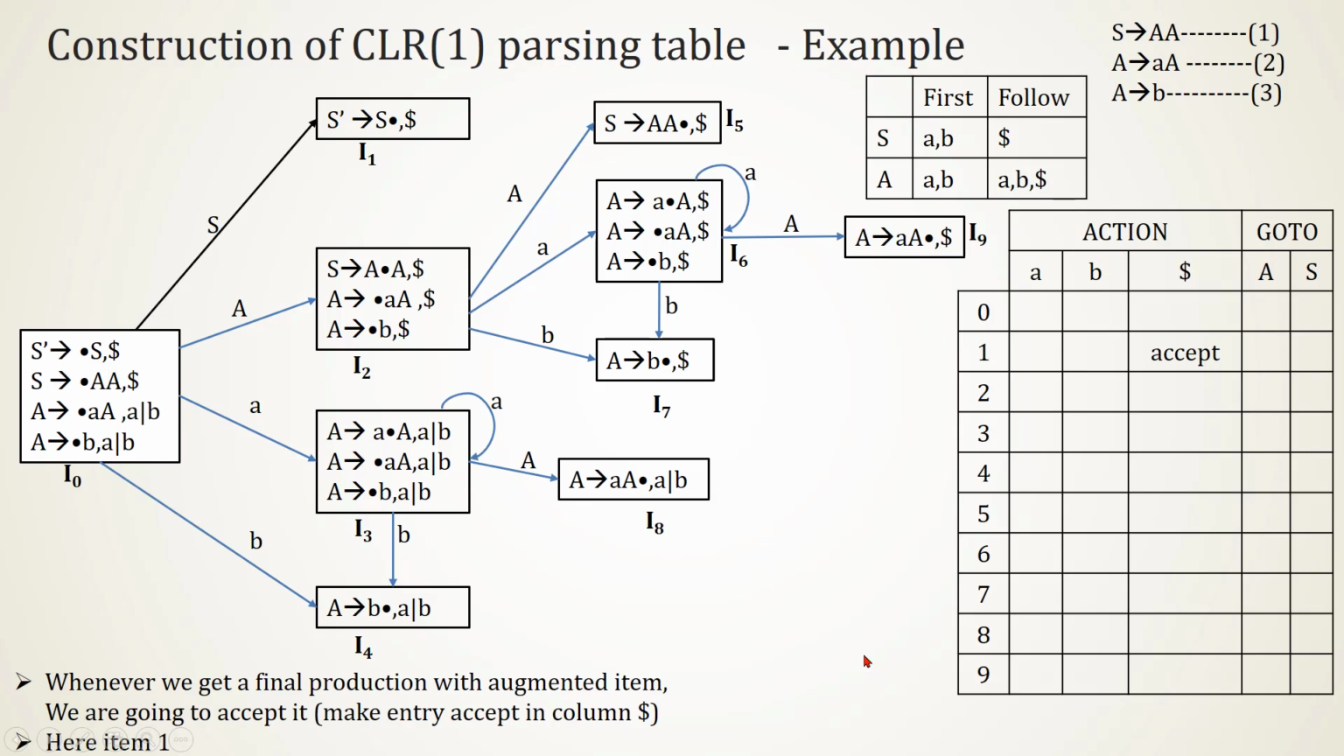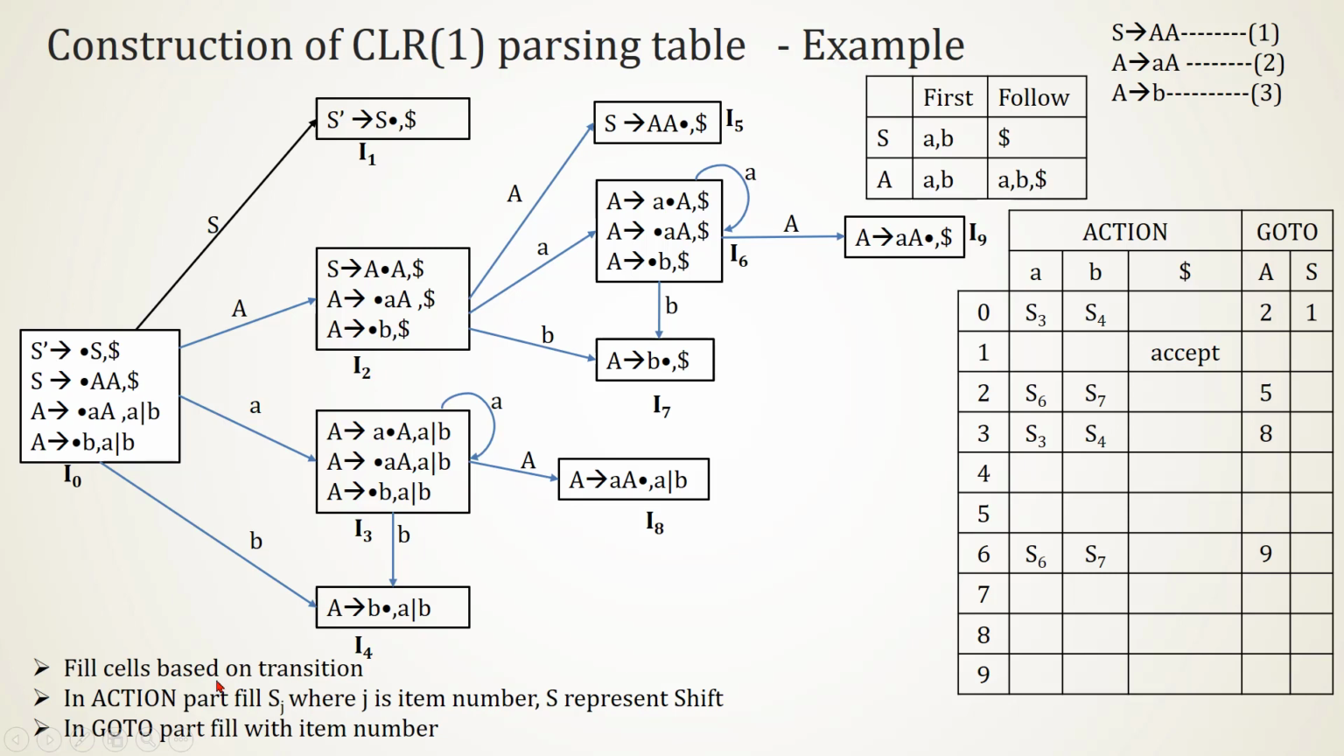Next is construction of the CLR1 parsing table. Before constructing the parsing table, you have to give the production numbers. Here I have 3 productions, and I have given them numbers 1, 2, 3. The procedure of filling up the parsing table is almost similar to the LR0 parser and SLR1 parser. Whenever we get a final production with the augmented item, we are going to accept it. Here item 1, so in row 1 under dollar, we will write accept.